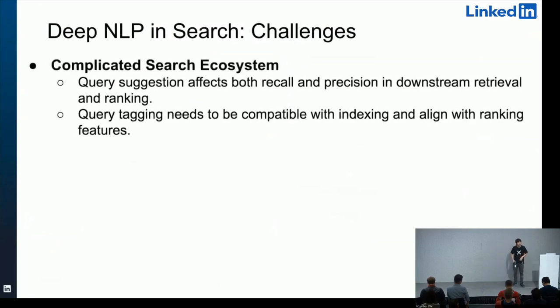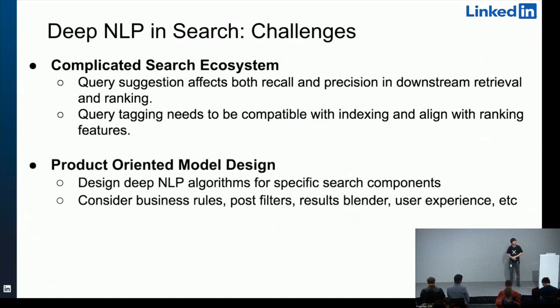First challenge is because such a system is very complicated. There are many components correlated to each other from upstream to downstream. For example, if we want to design a query suggestion algorithm, it will affect both the recall and the precision in downstream retrieval and ranking. If you want to do query tagging, trying to extract the entities from the query, you can think about it needs to be compatible with downstream retrieval, because if you do retrieval, it may need some information from the tagged entities, as well as the ranking if it is used as a feature.